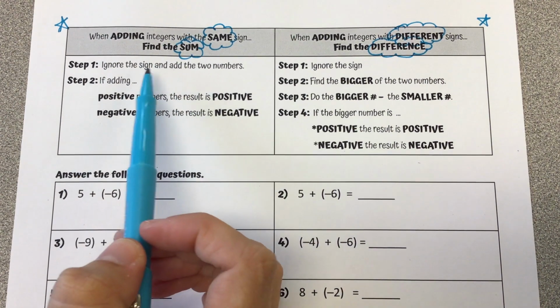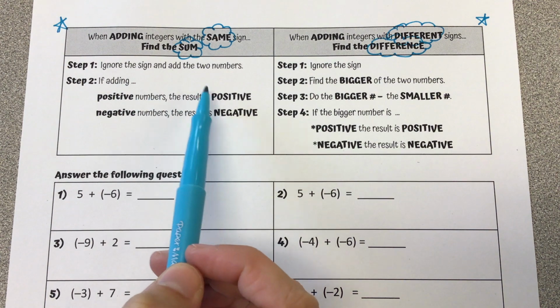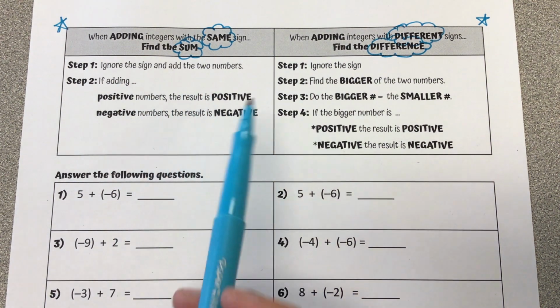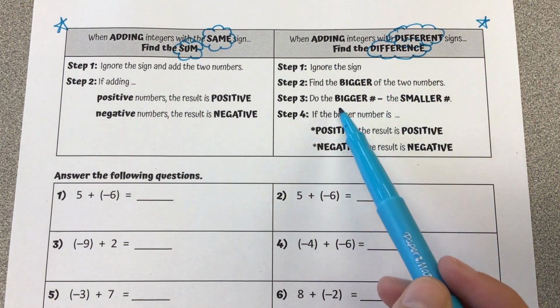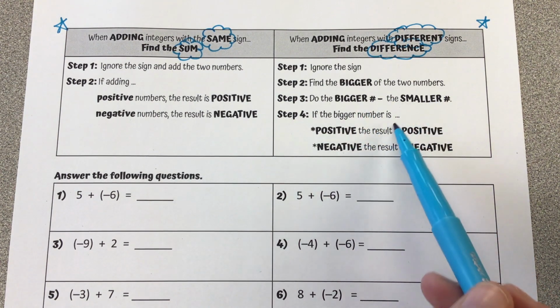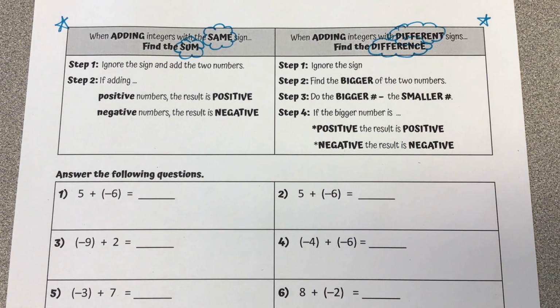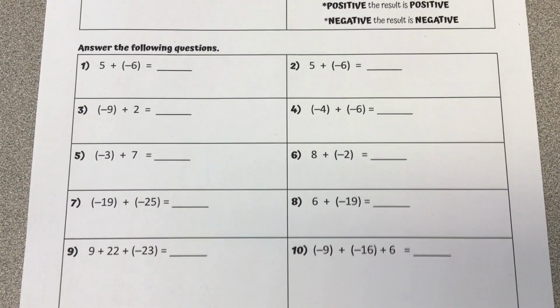So what that means is we ignore the sign and then we just add them. If we were adding positives, they stay positive, negatives stay negative. For finding the difference, we just take the bigger absolute value, the bigger number minus the smaller number. If the bigger number is positive, it's going to be positive. If it's negative, it's going to be negative. So let's just practice a few here.